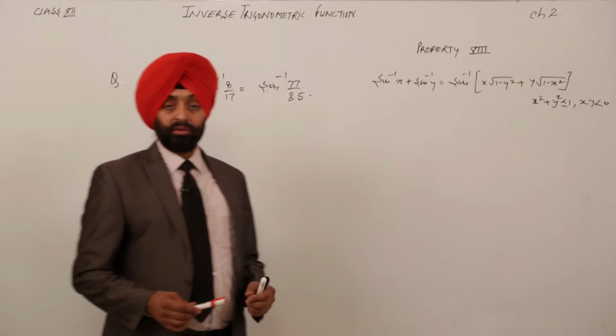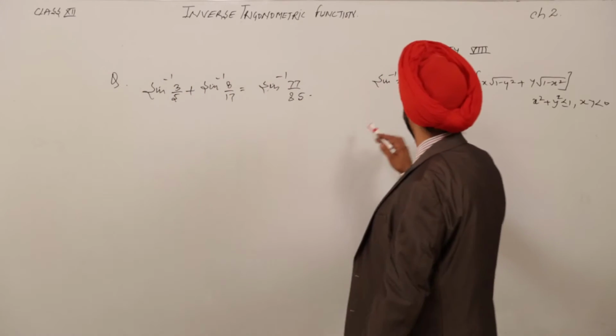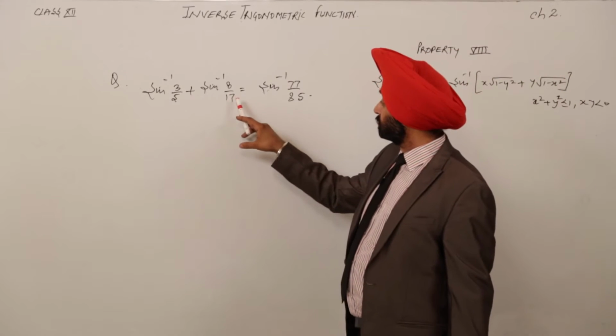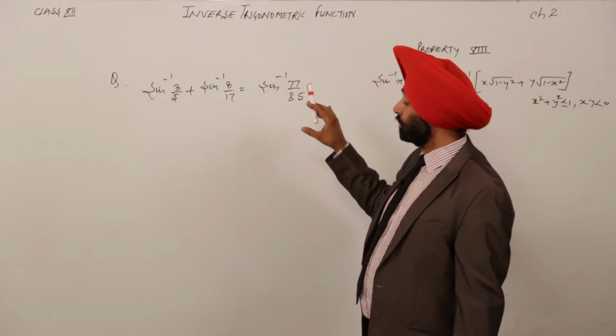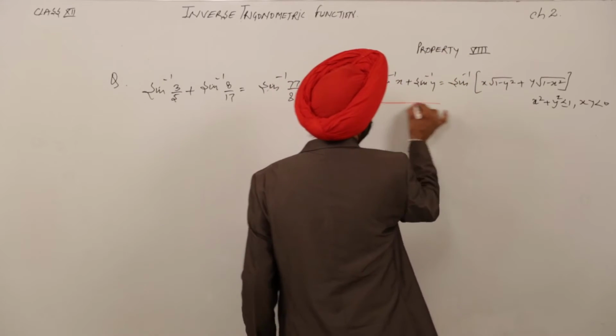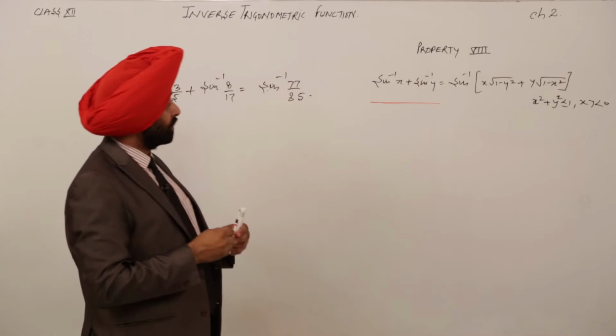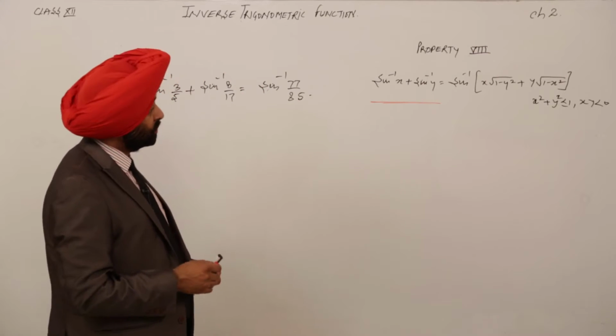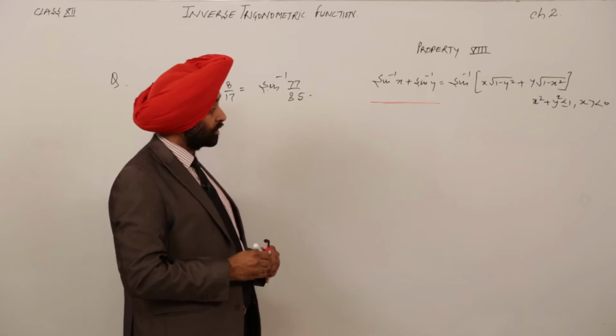Now I have written a question based on our property number 8. The question is sin inverse 3 by 5 plus sin inverse 8 by 17 is equal to sin inverse 77 by 85, and we are going to use this property. Sin inverse x plus sin inverse y is equal to sin inverse of x times the root of 1 minus y square plus y times the root of 1 minus x square.